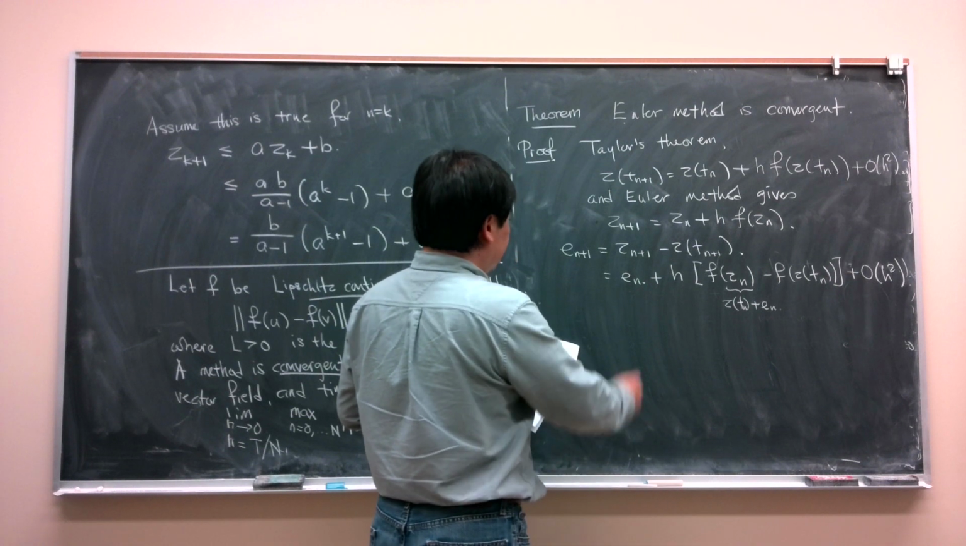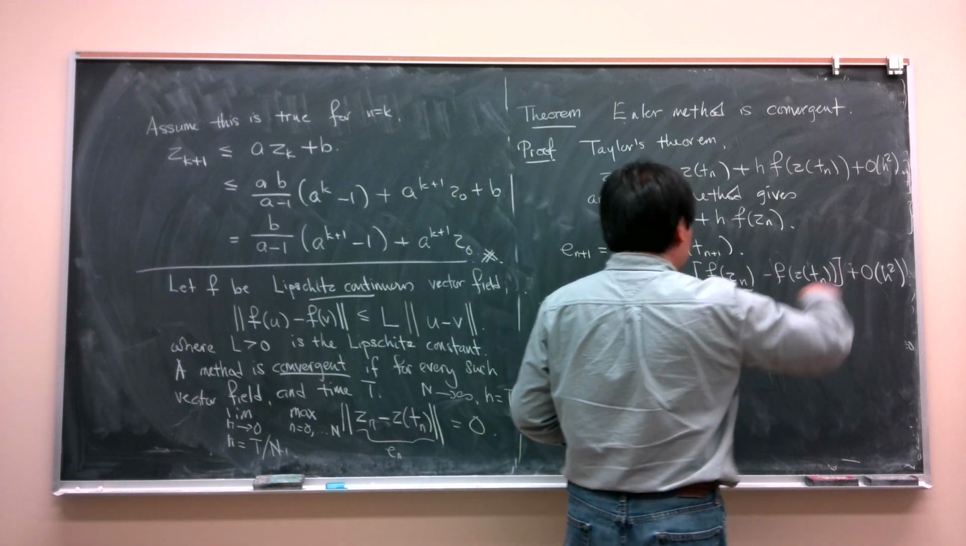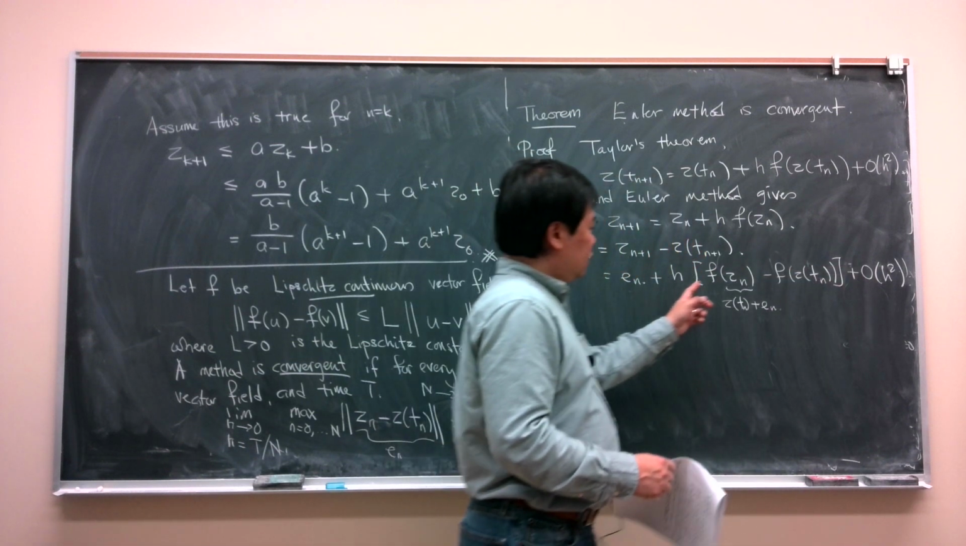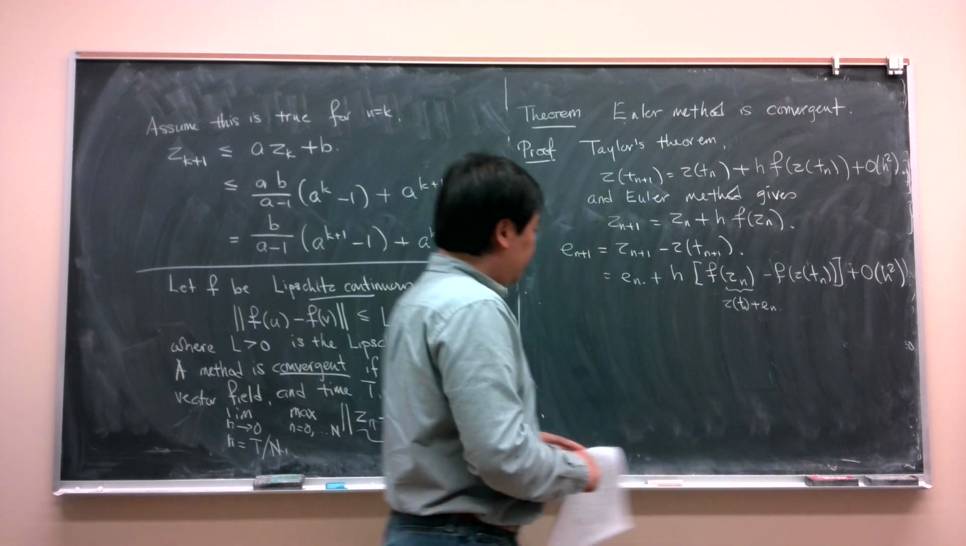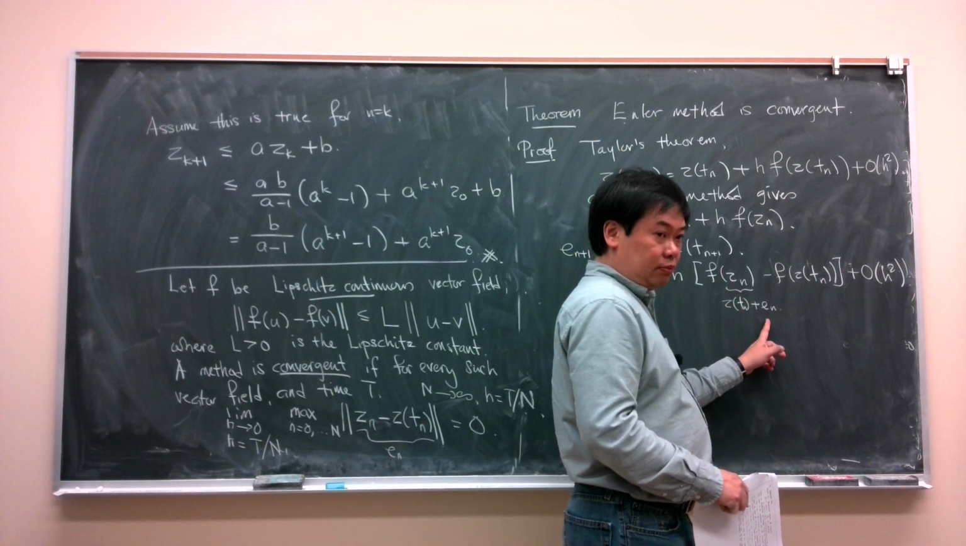Okay, so what you can do then is estimate this term here, which is the difference of the vector field evaluated at two different points, where the two points differ by the error term.